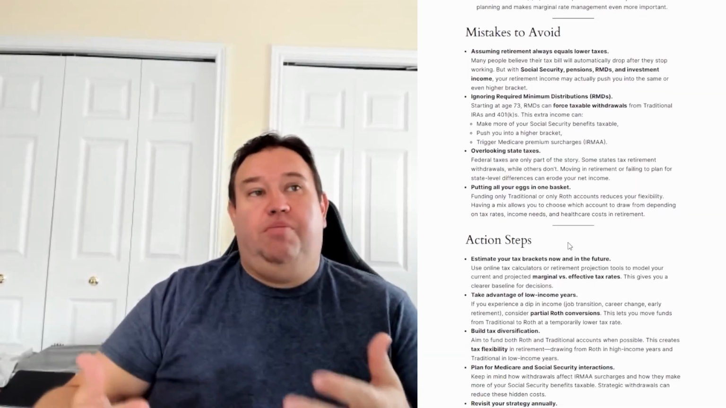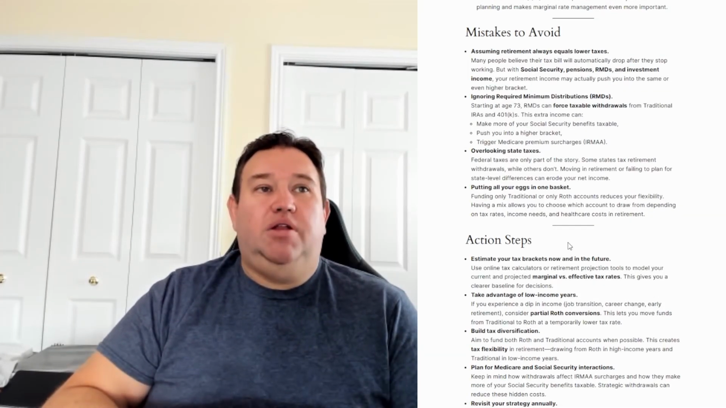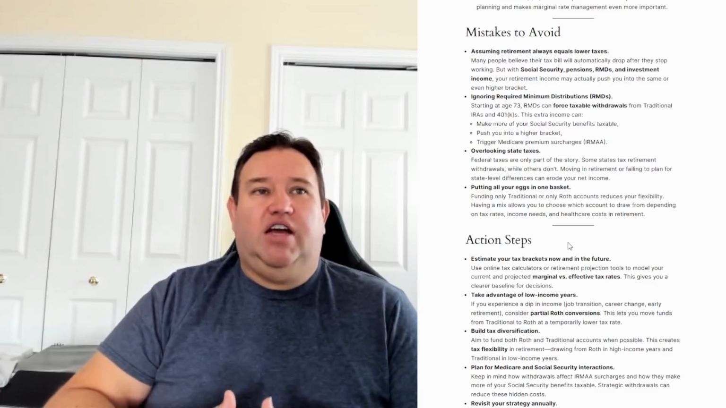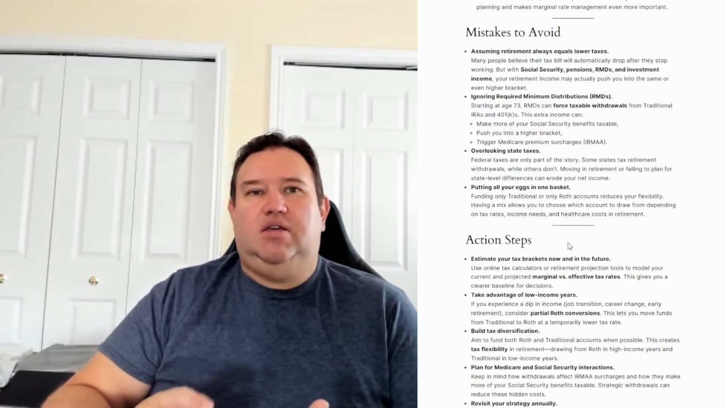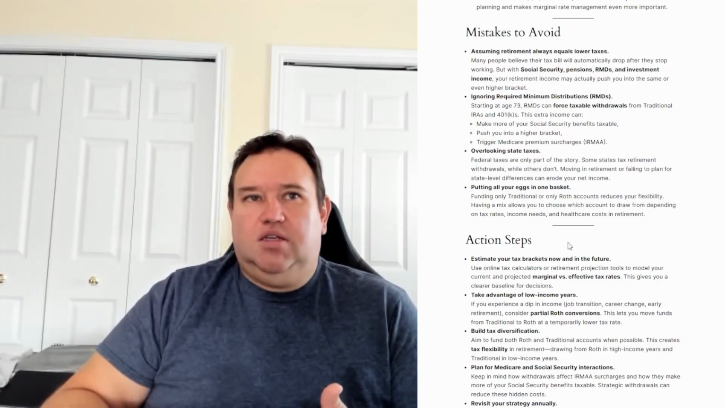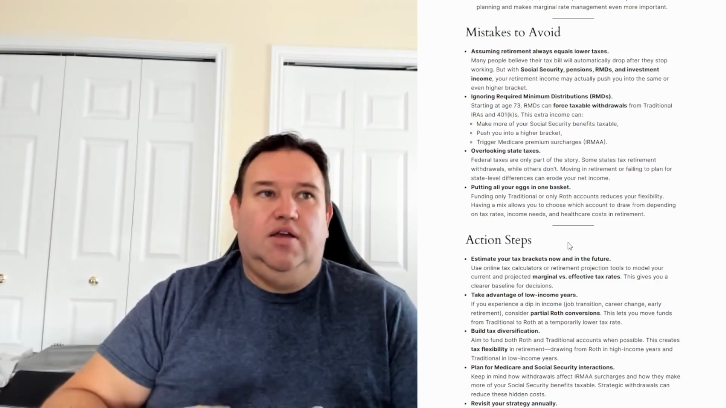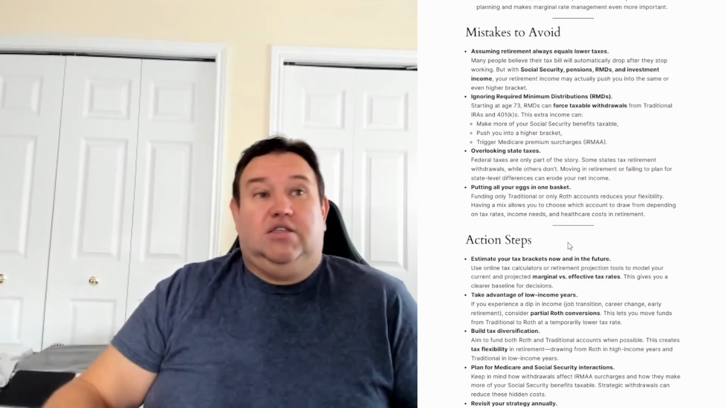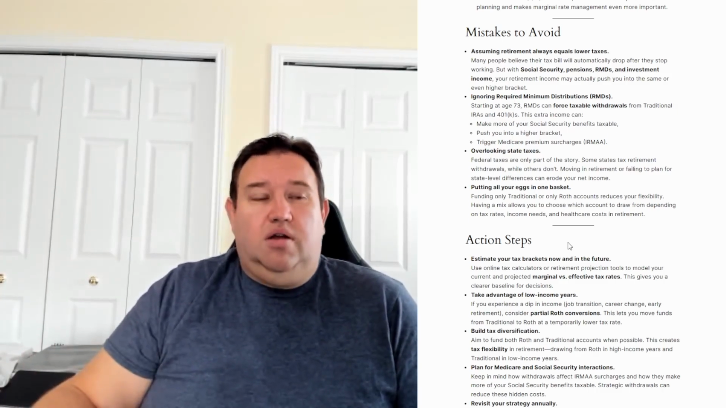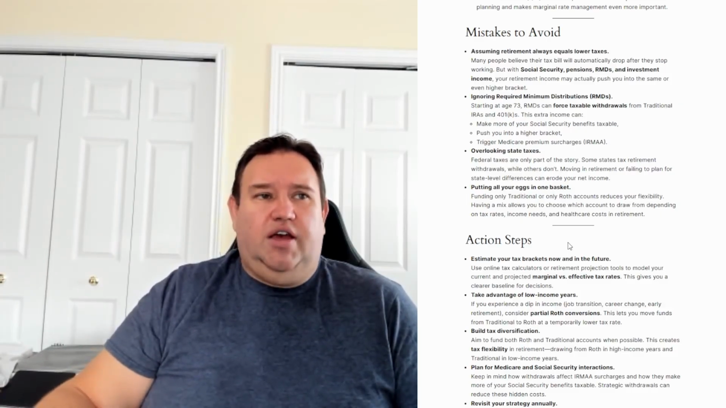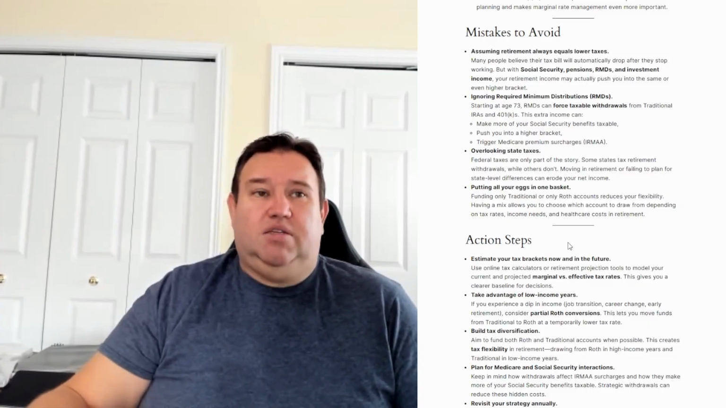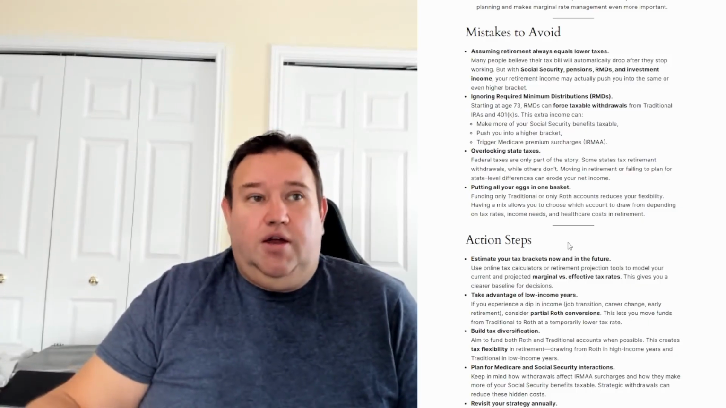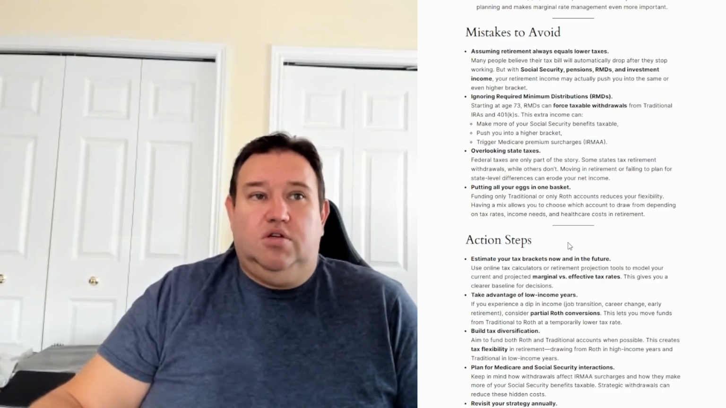So, some mistakes to avoid. Assuming retirement equals lower taxes: many people believe their tax bill will automatically drop after they stop working. But with Social Security, pension, RMDs, and investment income, your retirement income may actually push you into the same or even a higher tax bracket. Ignoring required distributions starting around age 73 can force taxable withdrawals from traditional IRAs and traditional 401ks. This extra income from tax deferred accounts may make more of your Social Security benefits taxable and push you into a higher tax bracket. It could also trigger Medicare surcharge premiums.